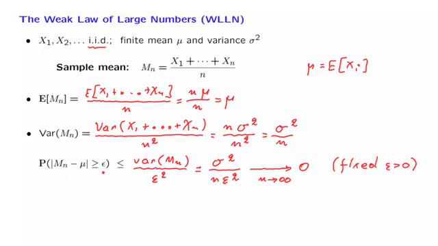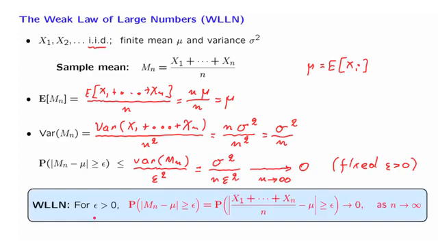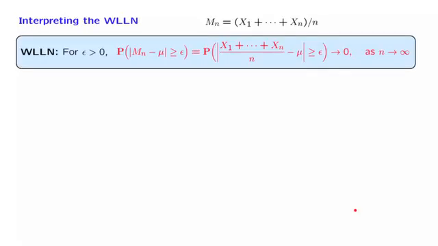So the probability of falling far from the mean diminishes to 0 as we draw more and more samples. That's exactly what the weak law of large numbers tells us. If we fix any particular epsilon, which is a positive constant, the probability that the sample mean falls away from the true mean by more than epsilon becomes smaller and smaller and converges to 0 as n goes to infinity. Let us now interpret the weak law of large numbers.